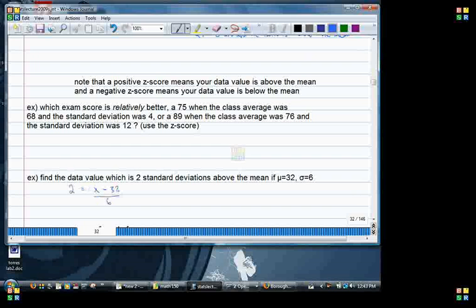Okay. So you could set it up like this, use the formula we had before, and then just work out the algebra. But there's a better way. I'm going to kick this to the side because there's a better way. Read it. 2 standard deviations above the mean. Well, what's the mean? 32. And we want to be 2 standard deviations above that. How do you get that?